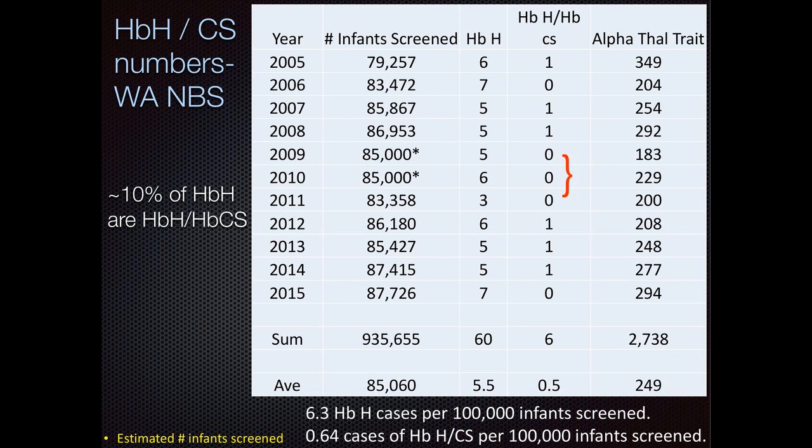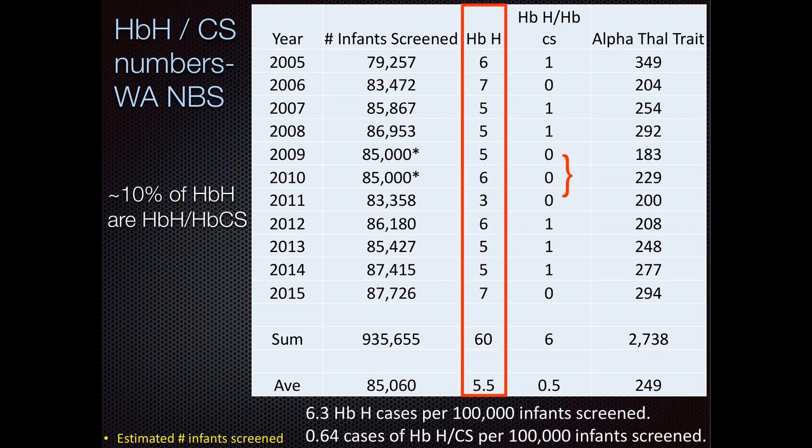So this is Washington State data for a 10-year period. First, if you look at hemoglobin H, it just goes over the number of cases per year. The big thing is it works out to about 6.3 cases per 100,000 infants screened. In contrast, hemoglobin H Constant Spring, which is more severe, there's a 3-year period where there wasn't screening, but it occurs at about 10% as frequently as hemoglobin H.